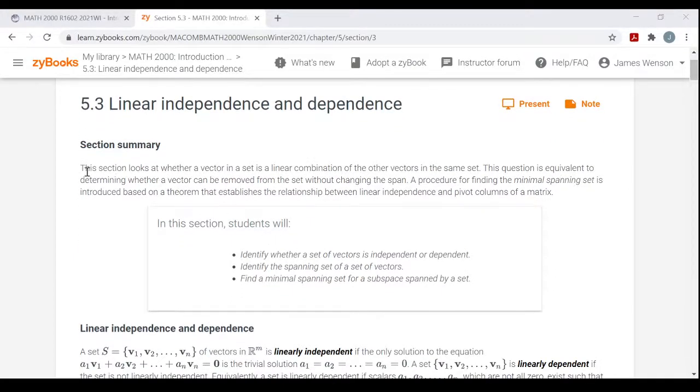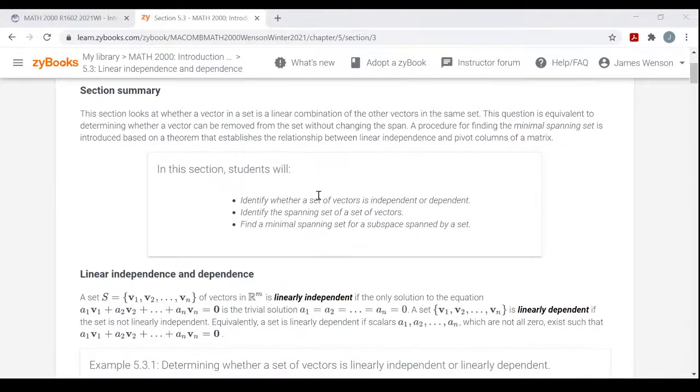So I'm just going to read this first sentence of the section summary because this is the important part, what the section is about. This section looks at whether a vector in a set is a linear combination of some of the other vectors in that same set. Okay. I'm going to read the rest of that, and you got the objectives here.